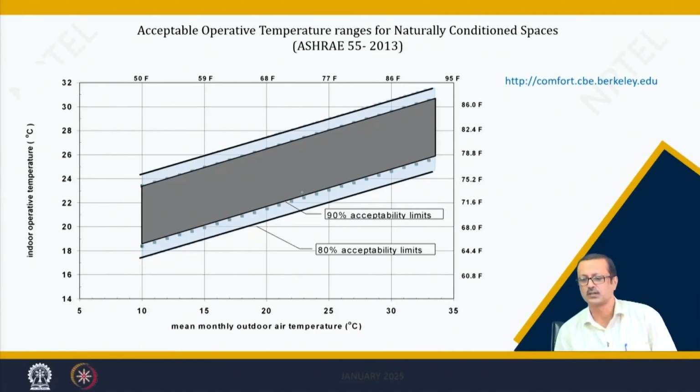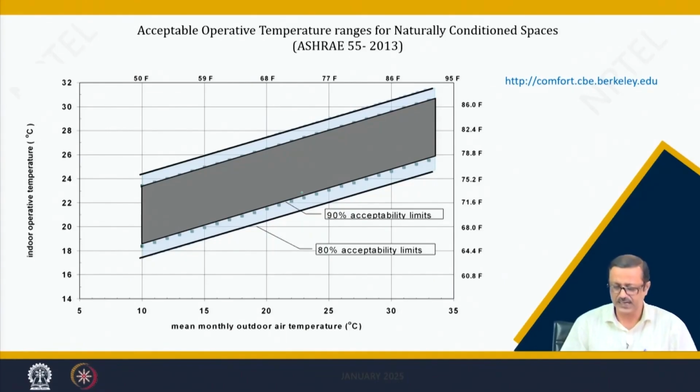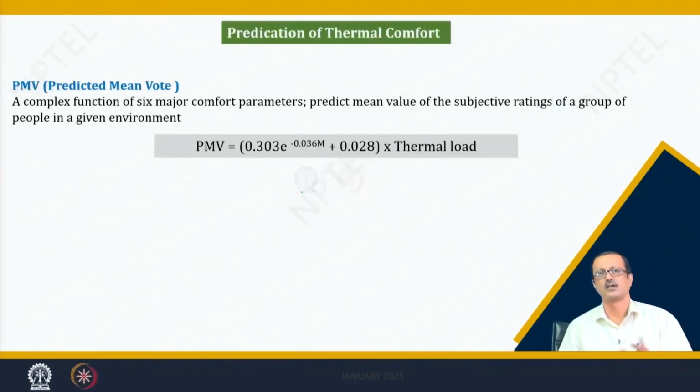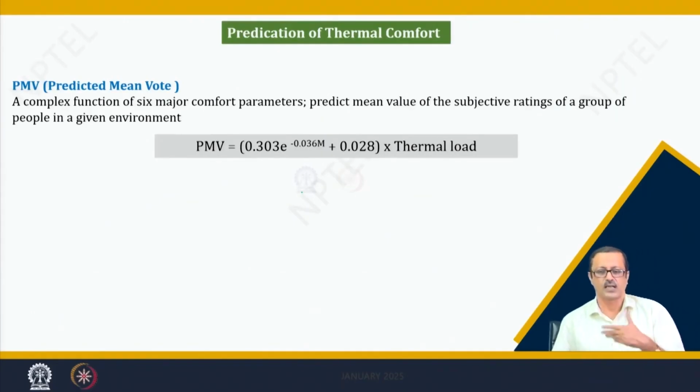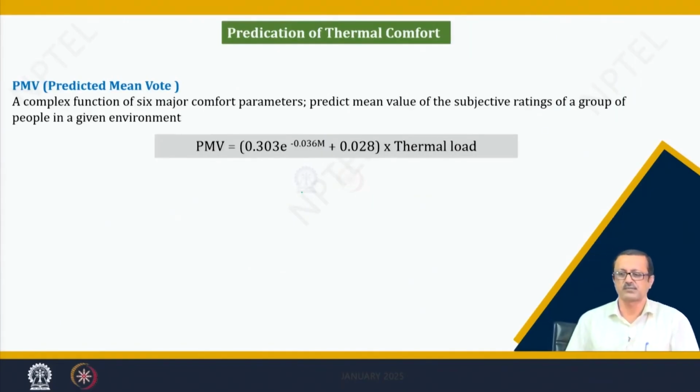So, Berkeley University has provided one of the thermal comfort scales. We will see that one, or you can visit their website, and you can check the differential kind of parametric variations, and then you can find out what the comfort scenarios are or so. The last one is the predicted thermal comfort, where PMV and PPD have been defined.